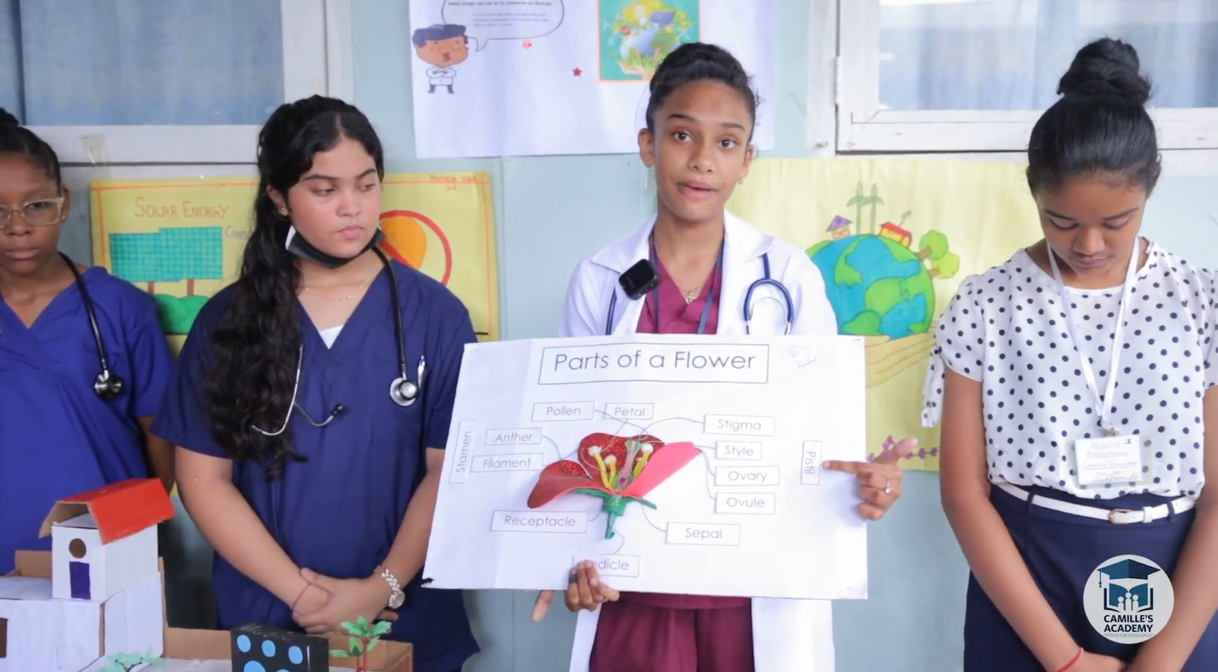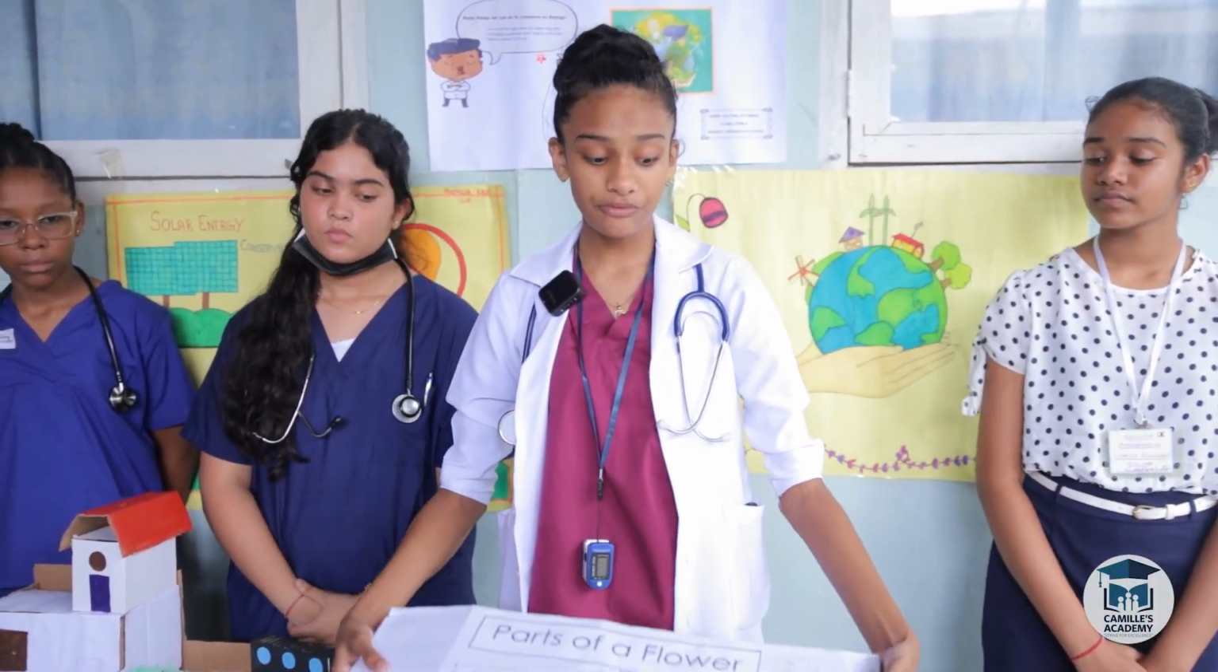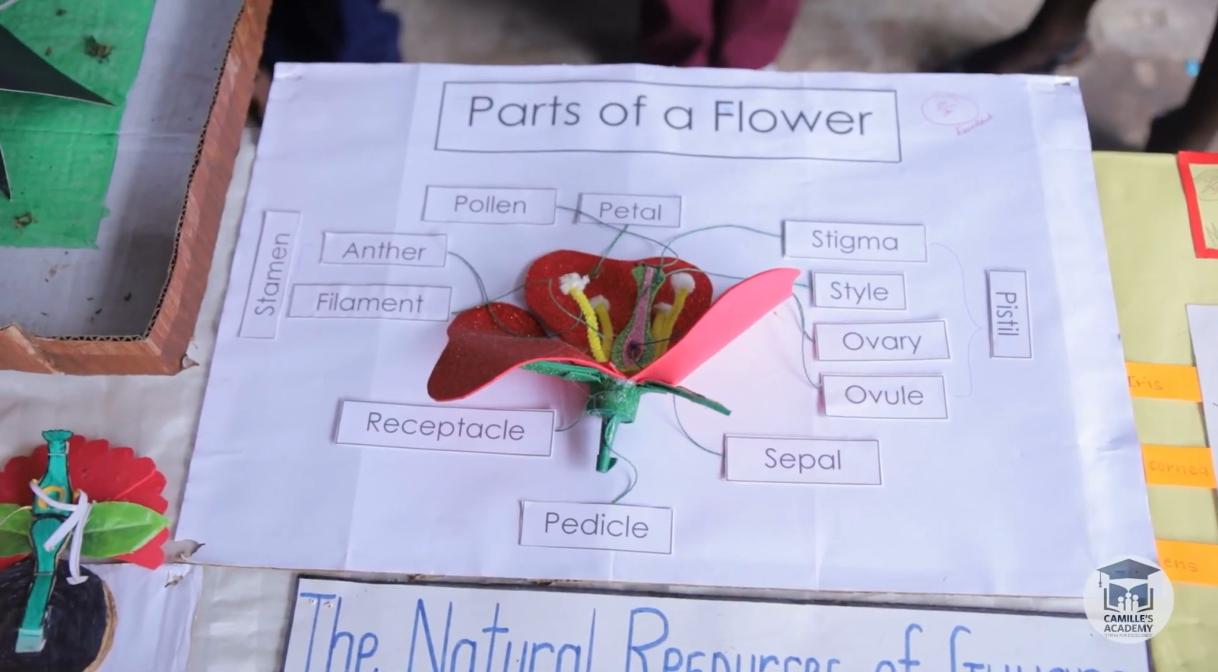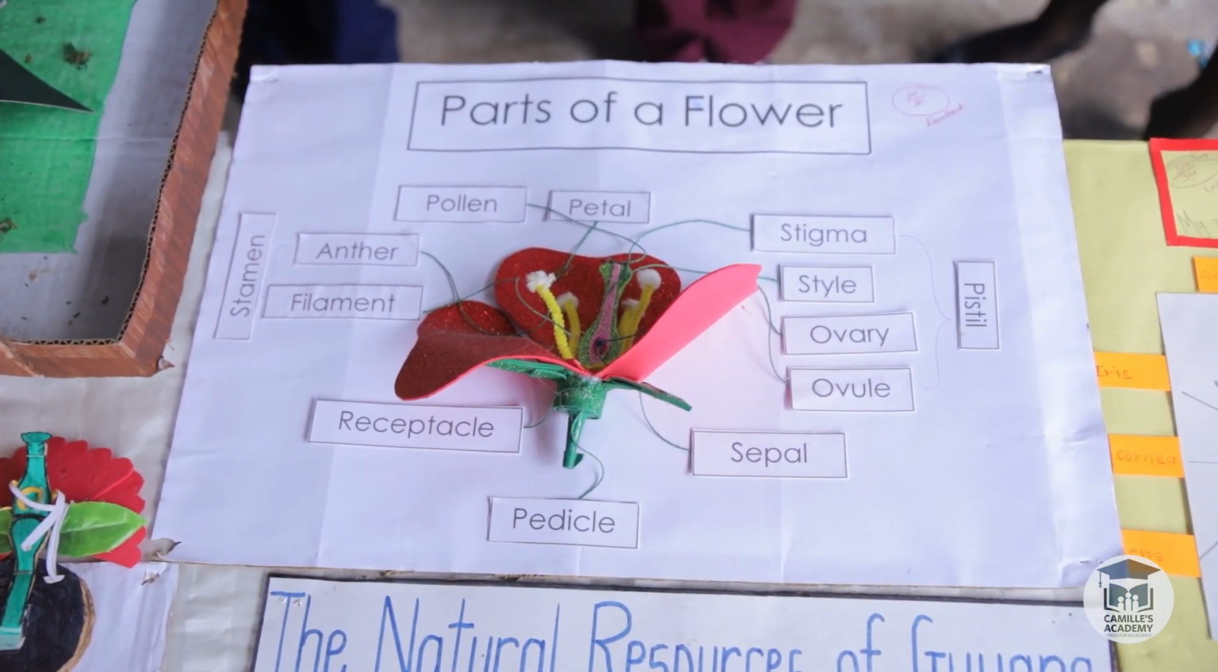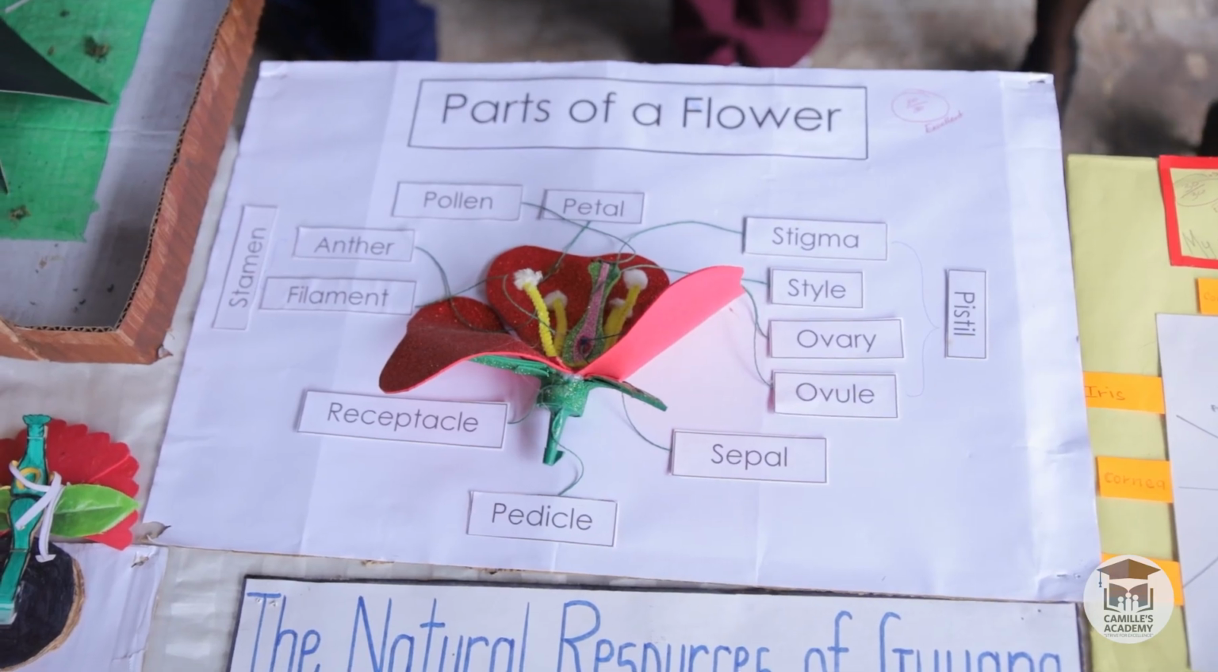Then we'll be moving on to the pistil. So, another name for the pistil is a female part of the flower. And the pistil is consisted of the stigma, the style, the ovary, and the ovule. And there are many, many more parts of the flower.